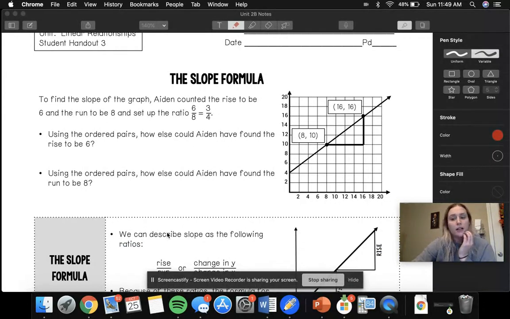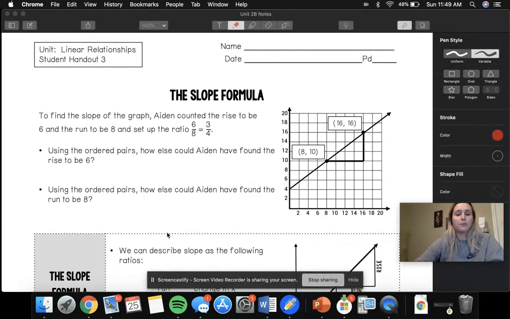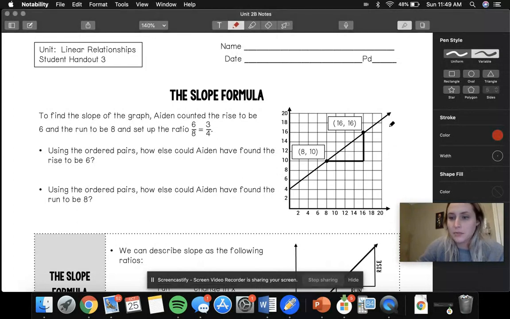All right, so just a little bit of a review from when we've been doing slope. We have this first little problem. It says to find the slope of the graph, Aiden counted the rise to be 6 and the run to be 8. He saw that the scale was 2, so he went up 6, or 3 boxes, and this way for 8. Okay, so he wrote his ratio as 6/8, and that can be simplified to 3/4.